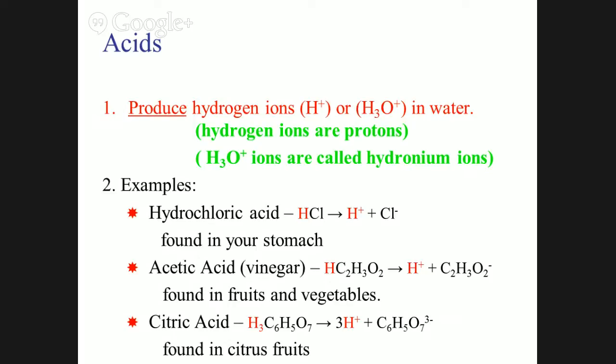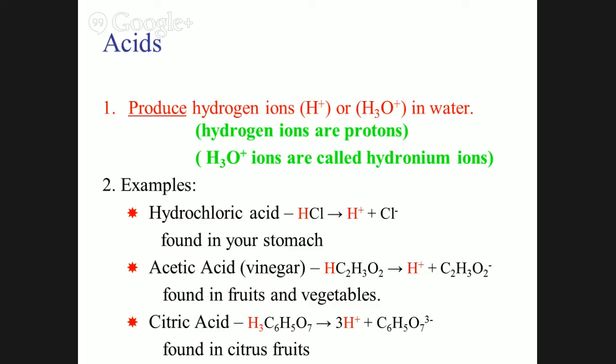Hydrogen ions are protons. If you remember, a hydrogen atom just has one electron and one proton. Ions lose their electrons or gain. In this case, it loses the electron. All that's left is the one proton. We also have hydronium ions, in which a water molecule has gained an extra hydrogen ion, and so it's H3O+. So both of these have a positive one charge.